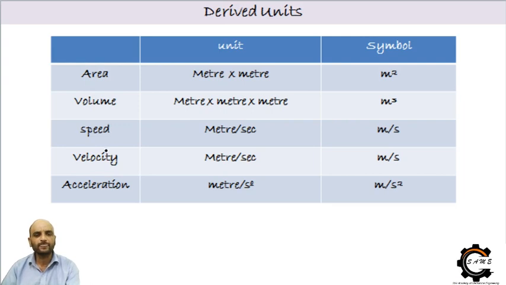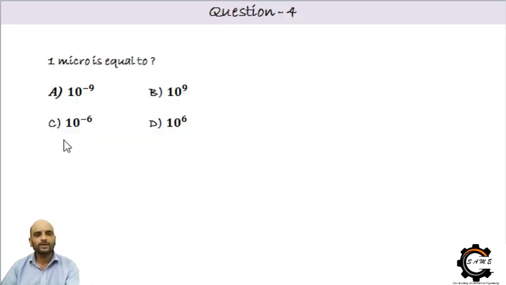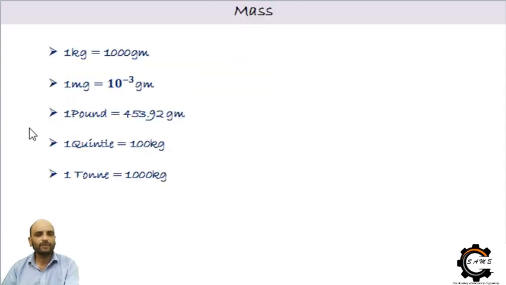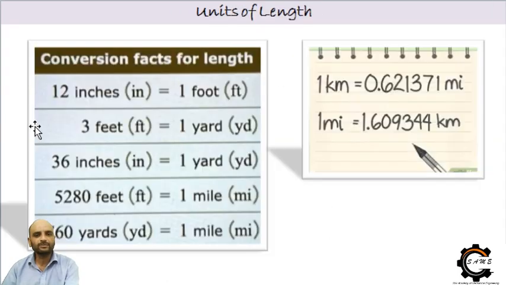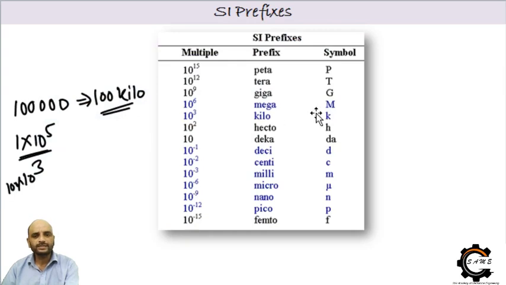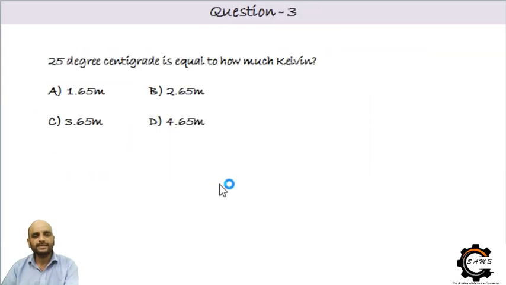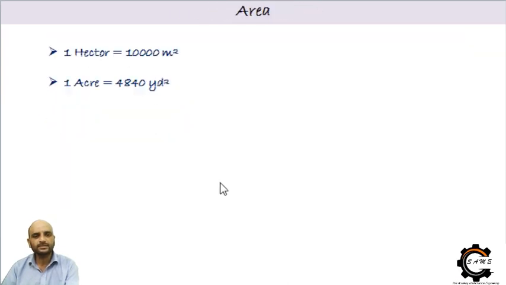Okay, the next subtopic will be speed and velocity, hopefully. Okay, let me see. Now I have to convert micro, right? So the answer is C for this. See here, I have already given in this slide everything about micro. See here, micro is 10⁻⁶, okay? So with the help of that, you can easily answer these simple questions.